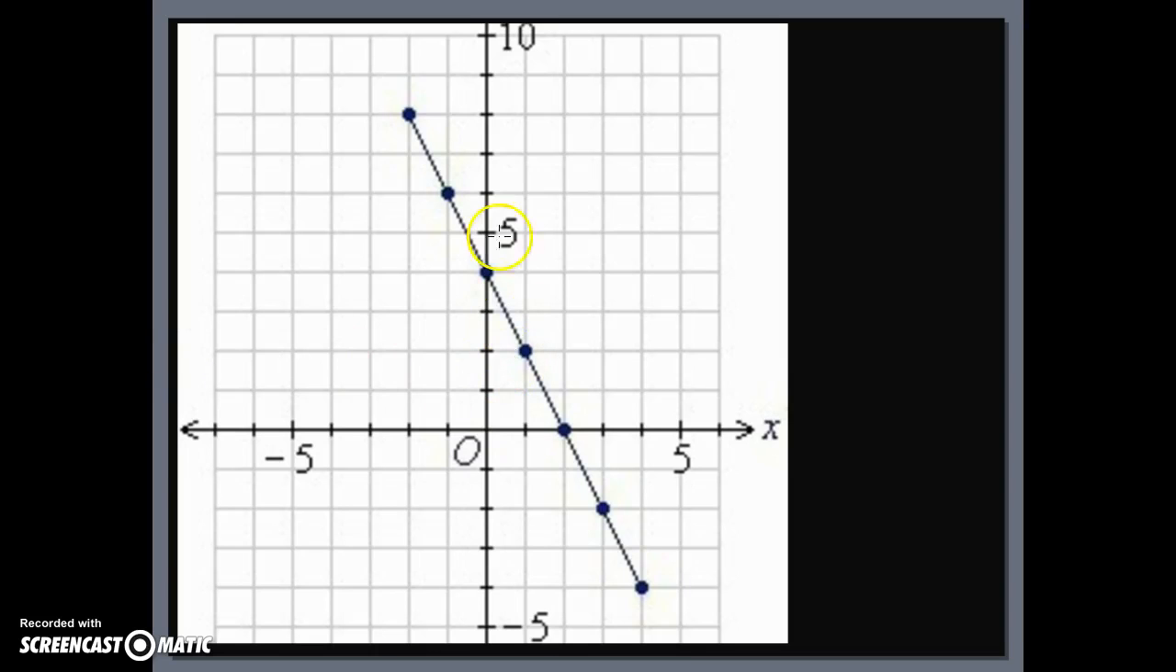Now for example number 3. Two more examples. So we've got our domain.